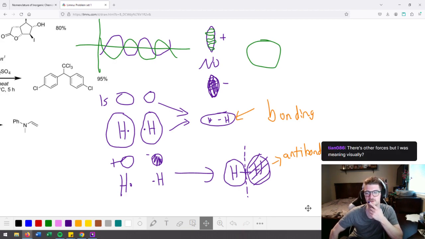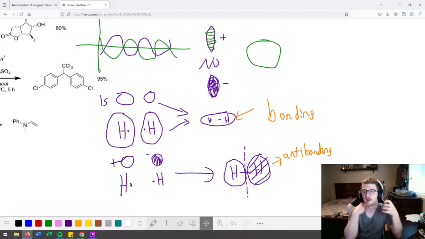Other forces being visual, yeah, sure, that's fine, to make this visual idea that if you fill an antibonding orbital, then it's trying to pull these two apart.